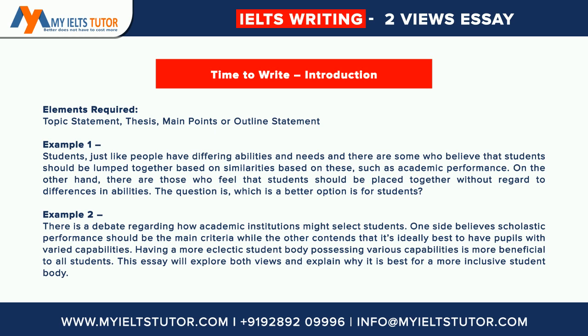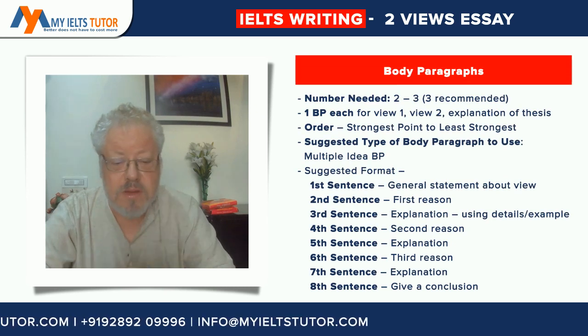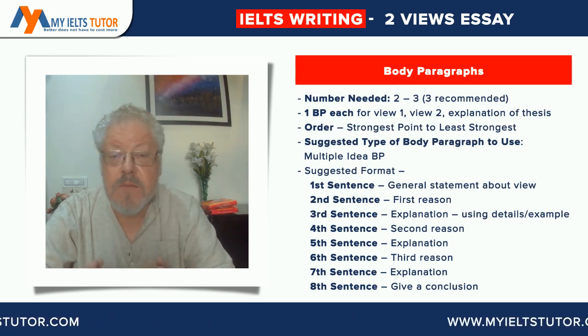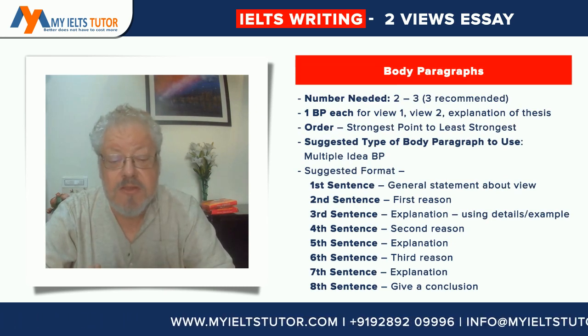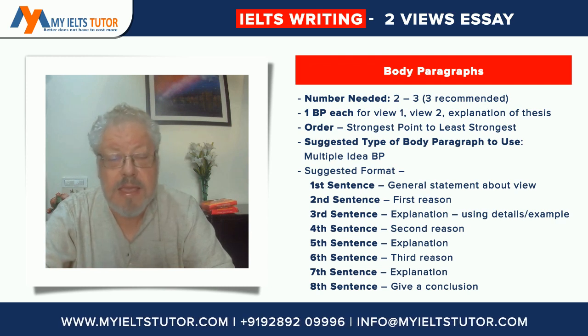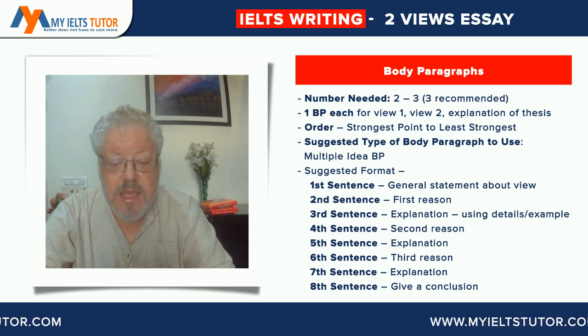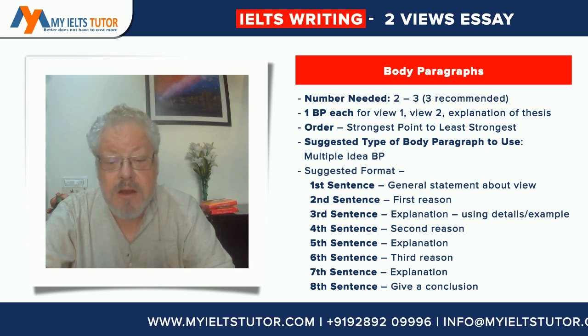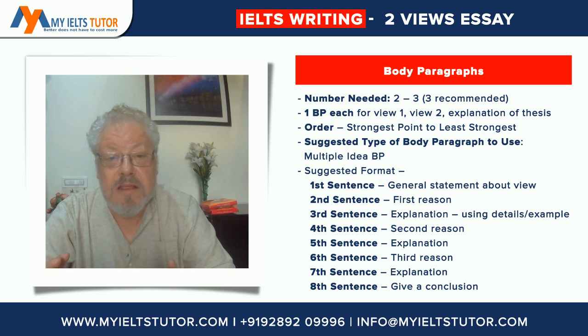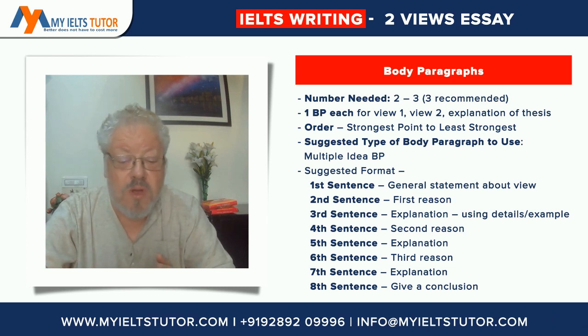Now, next, we have the body paragraphs. Now, the number again that we need for body paragraphs, 2 to 3. Now, I recommend 3 because this will help you give a very strong essay, get you over the 250-word limit. You want to consider that you have one body paragraph for each view, and then you have a body paragraph for where you are going to explain your opinion. And the order is going to be strongest point first.